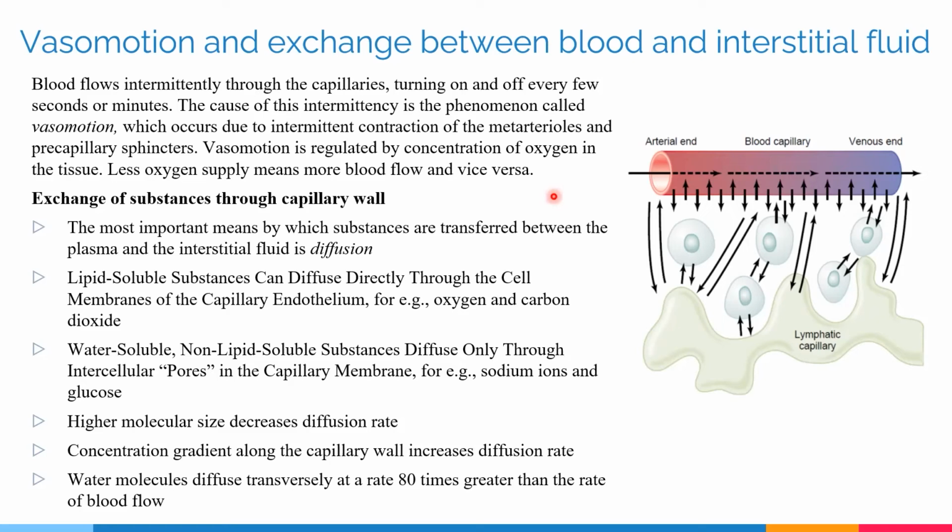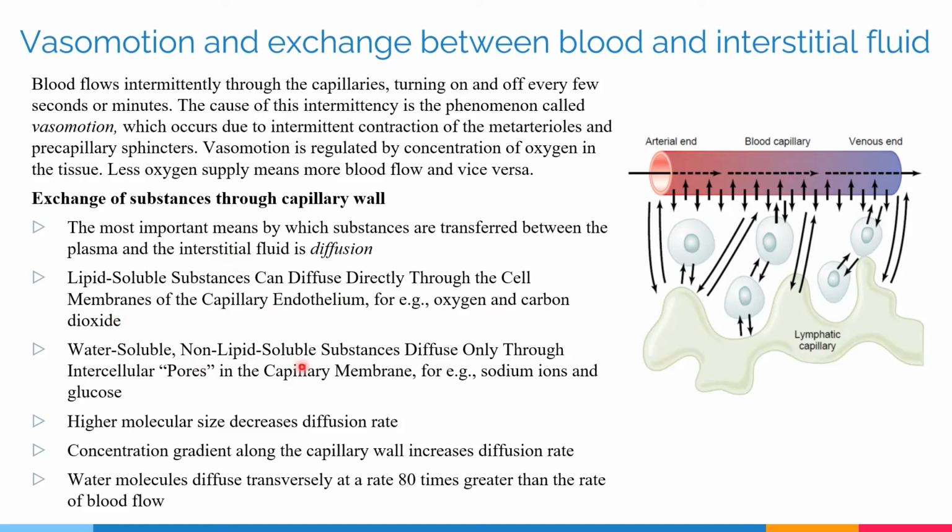Next, we move on to what kind of exchange of substances across capillary walls can occur. The most important means by which substances are transferred between plasma and interstitial fluid is diffusion. Lipid-soluble substances, such as oxygen and carbon dioxide, can easily diffuse directly through the cell membrane of the capillary endothelium. They do not need to look for intercellular clefts and can diffuse right through the cells themselves.